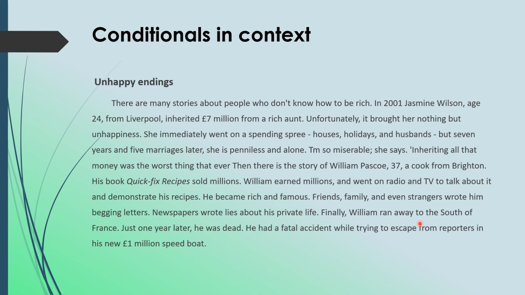Finally, William ran away to the south of France. Just 1 year later, he was dead. He had a fatal accident while trying to escape from reporters in his million-pound speedboat. I think this is the saddest story to share, but it is true. It is true that this happened to William. He died.